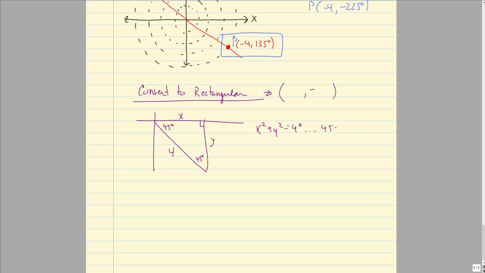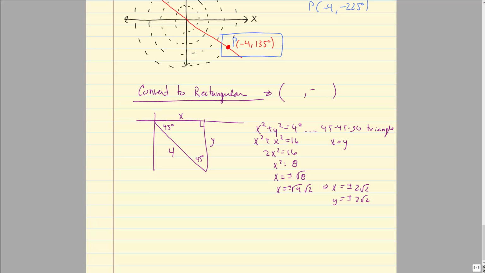And then keep in mind for a 45, 45, 90 triangle, x and y are equal. So this would be x squared plus x squared equals 16. 2x squared equals 16. X squared is equal to 8. X is equal to plus or minus the square root of 8. The square root of 8 has a factor of 4 for a perfect square. So here I get x equals plus or minus 2 root 2. And that would mean y equals plus or minus 2 root 2.